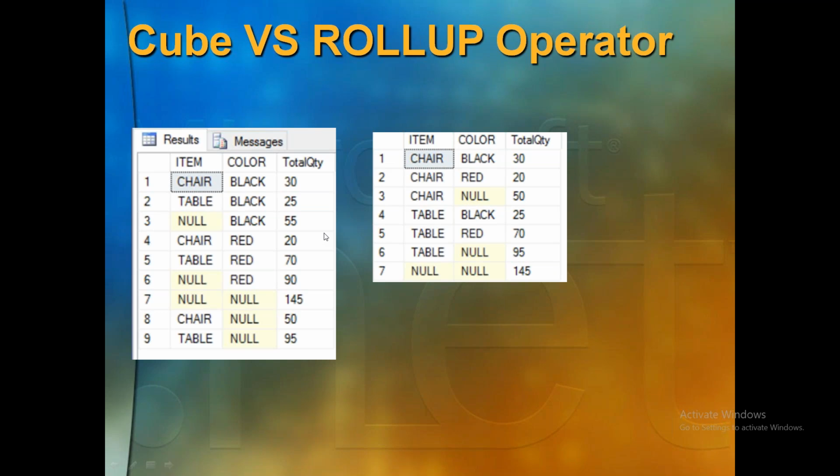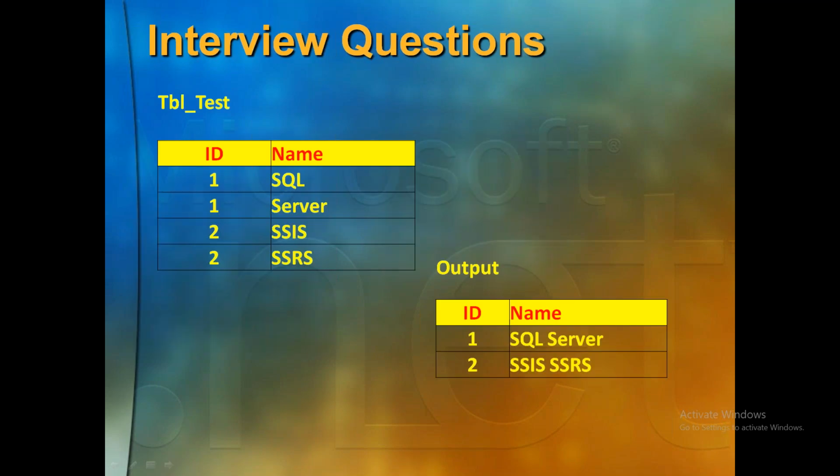So data analytics is going to be done on the numerical data, but these are supporting details. So what is the 30? 30 means chair black color 30. That is the supporting detailed data. Clear? Thank you guys.